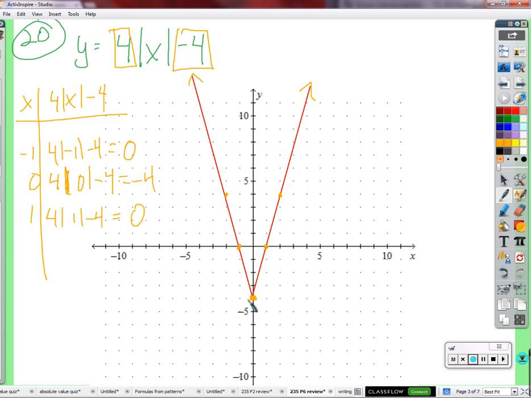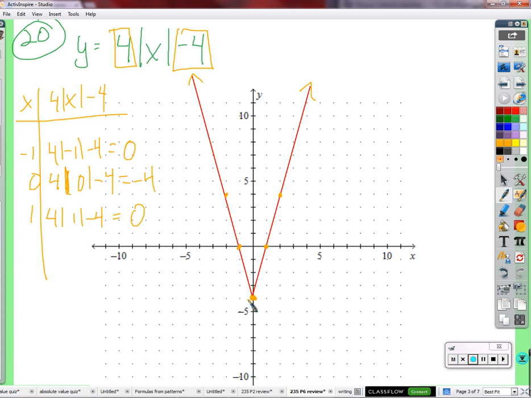I don't like to use that as a rule because it can get a little confusing. If there was a 4 there, you've got the slope of 4. If it's a negative 4, then the right side of it would have a slope of negative 4, but then the left side would have an opposite slope, a positive 4 slope. So you can use that if you like. You can use that as your slope.